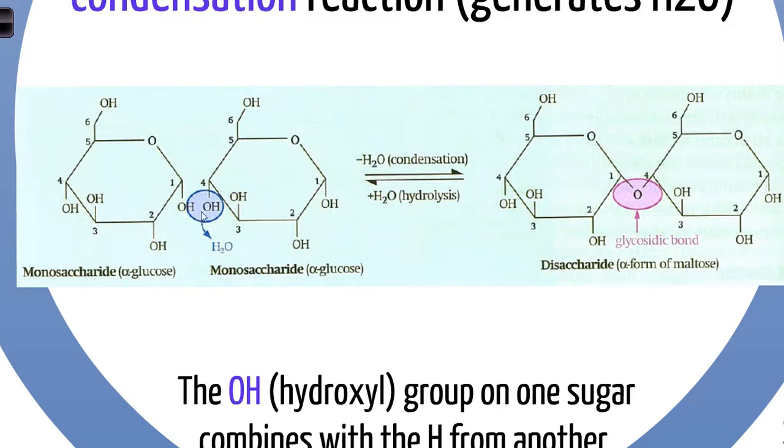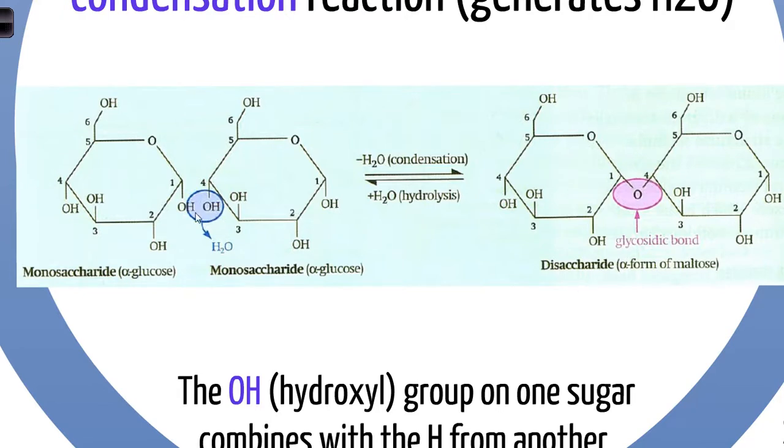What you can see happens here is that the OH on carbon 4, for instance, actually you can get this reaction occurring between any of the OHs on any of the carbons, but some are more common than others. But when the OH group from one combines with the hydrogen from another, essentially water is generated, and then that oxygen acts as a bridge. There's now a bond connecting the 2 sugars together via that oxygen.